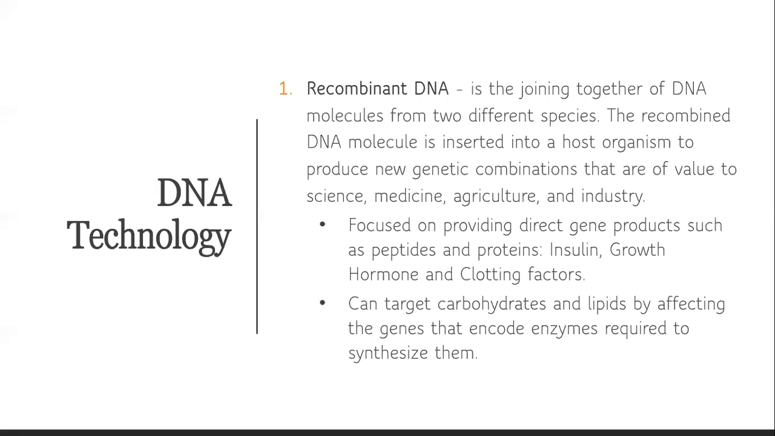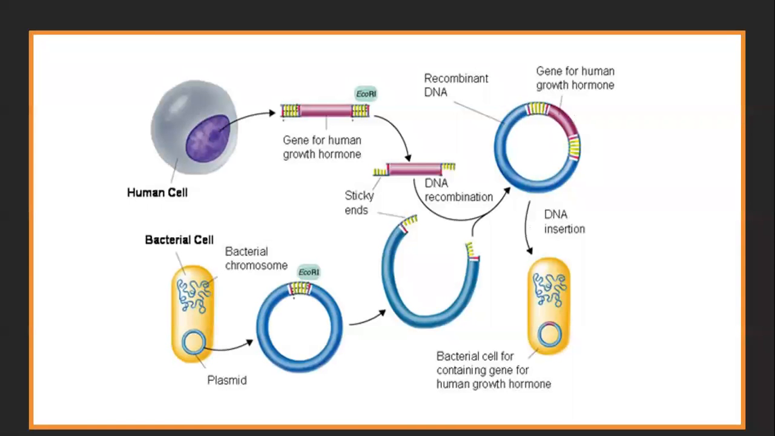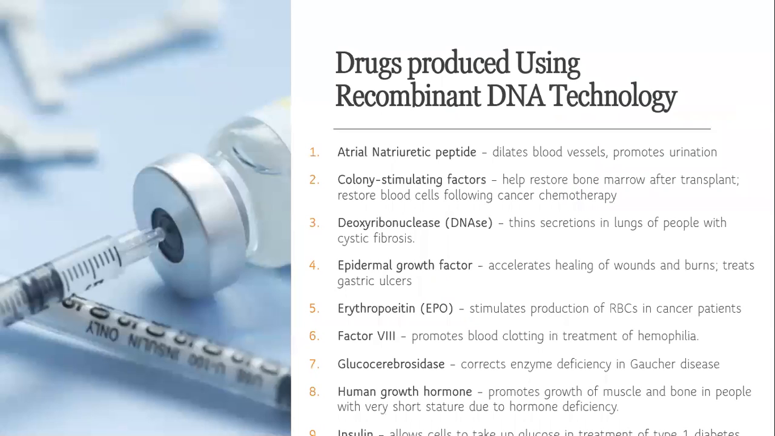The focus of the recombinant DNA is to provide direct gene products such as peptides and proteins, and the examples are the insulin, the growth hormones, and the clotting factors. It also targets the carbohydrates and lipids by affecting the genes that encode enzymes required to synthesize them. So what are the drugs produced using recombinant DNA technology? So there are many examples of drugs.